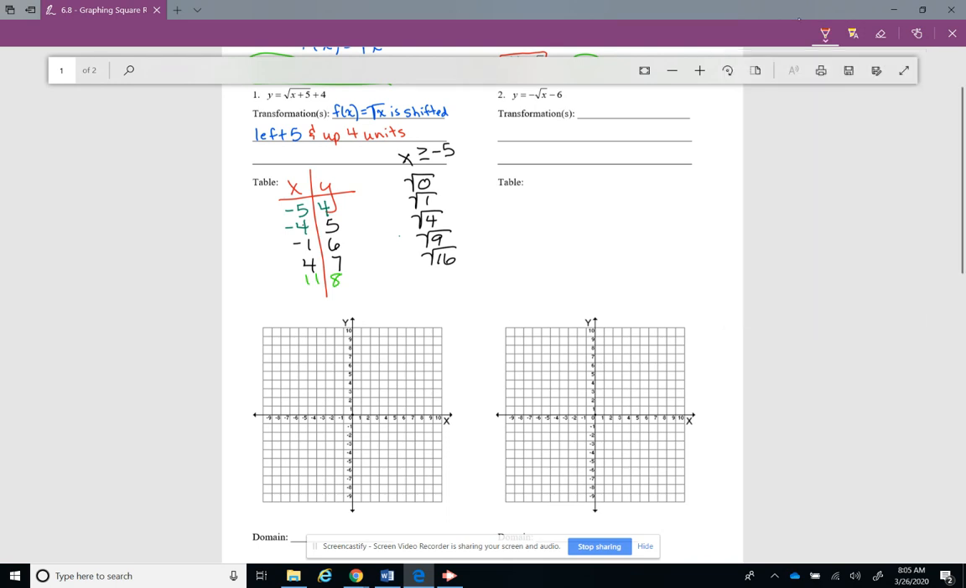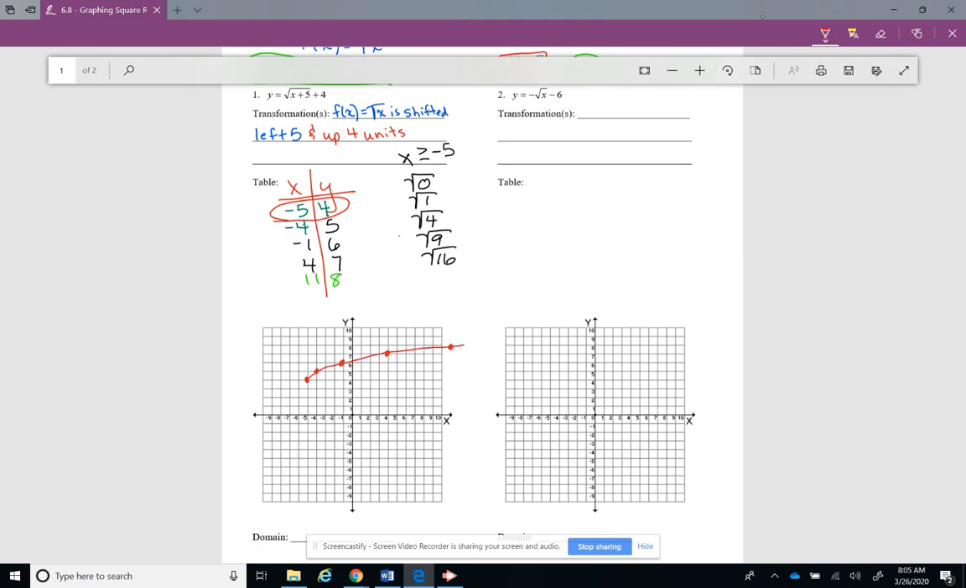All right, so let's graph these points. -5, 4. -4, 5. -1, 6. 4, 7. And we can do this one. 11, 8. Now, this -5, 4 is always your starting point.